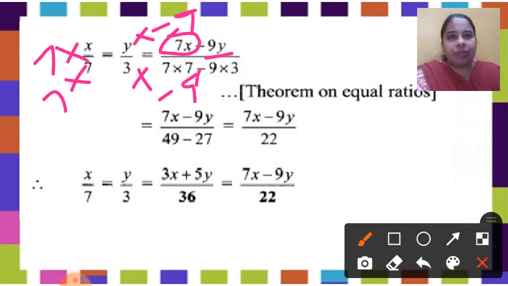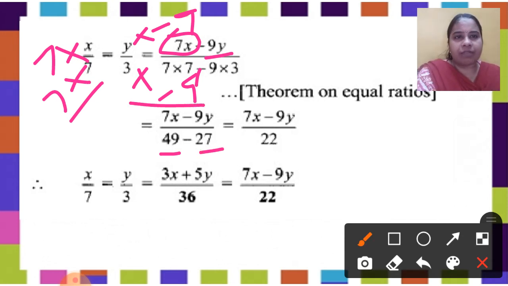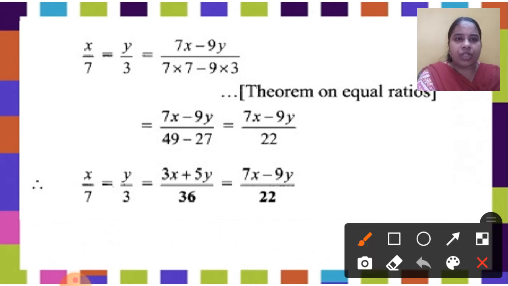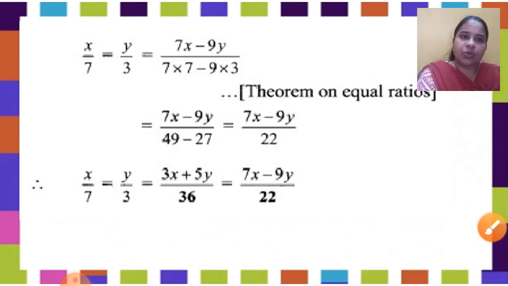Okay, so what will we get here? 7 sevens are 49. This is why we are writing 49 here. And this is 3 into minus 9, that is minus 27. Take the coefficient along with the sign and accordingly multiply. So for the denominator, what do we have? 49 minus 27. So what will we get as the final answer? (7x minus 9y) upon 22. Okay, so the two parts of the answer for this question are 36 and 22. I hope you have understood it.